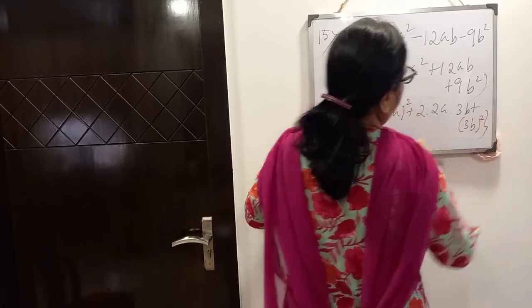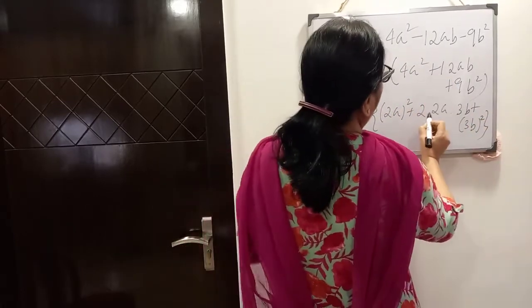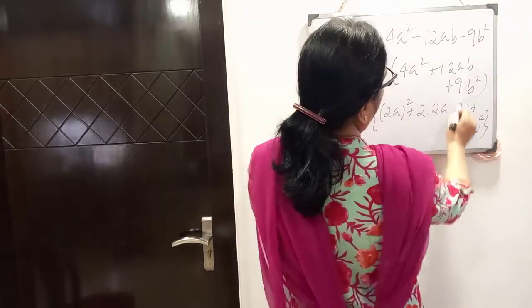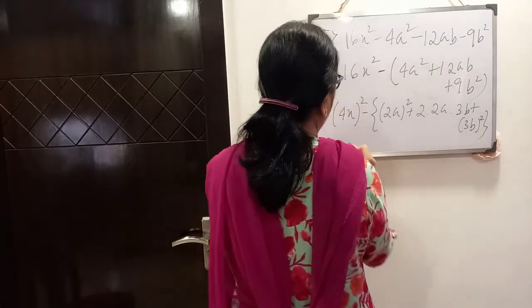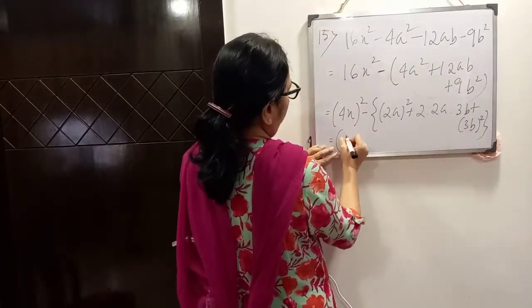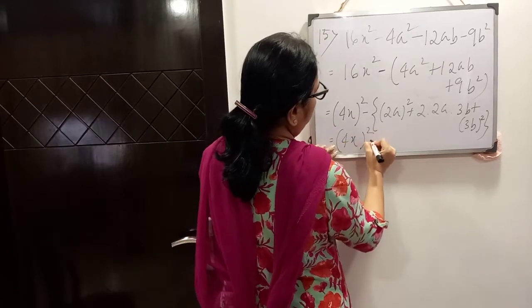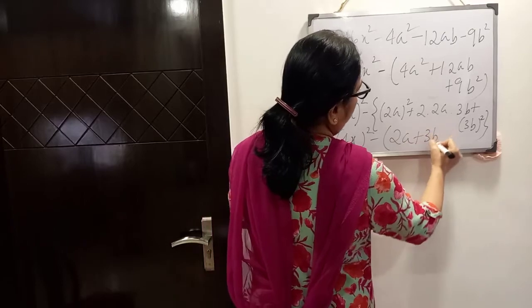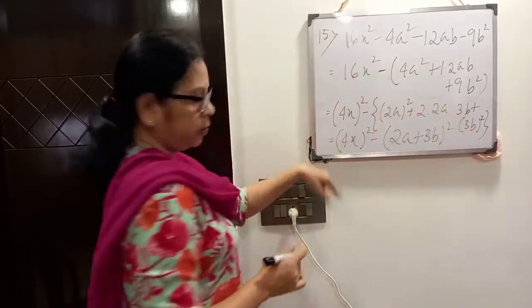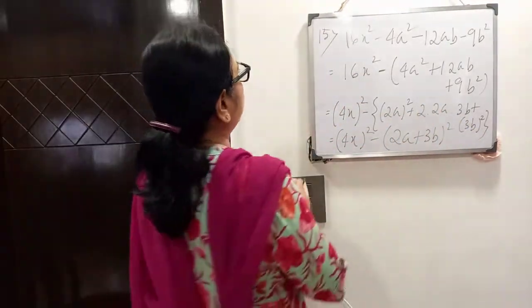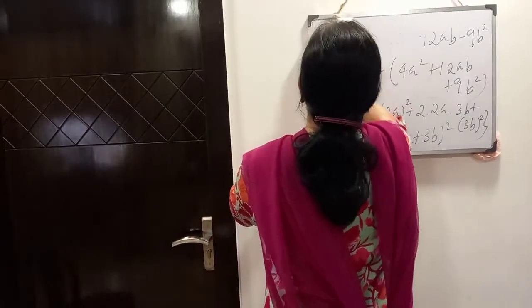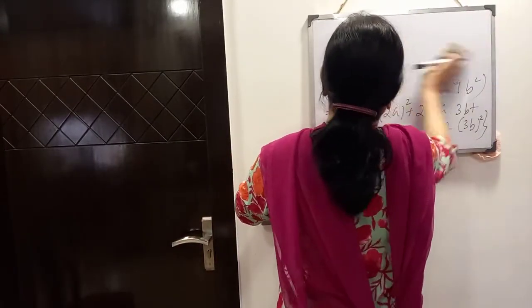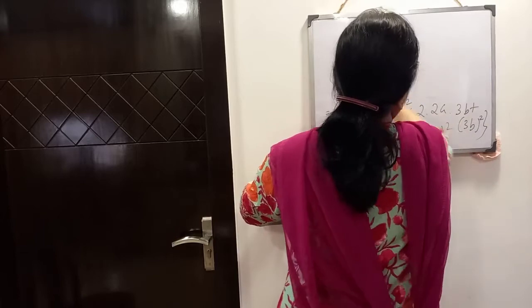After doing that you will check that middle term is coming or not. 2 2s are 4, 4 3s are 12. 12ab, yes, it is okay. Now 4x whole square minus this one we can write 2a plus 3b whole square. Clear? Now it is in the form of a square minus b square. So this equal to, you can write a plus b into a minus b.